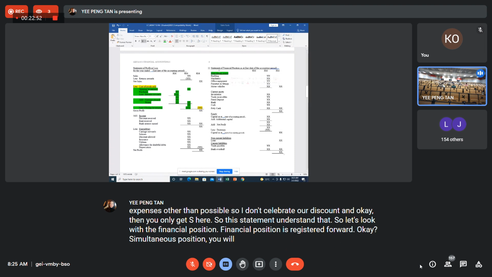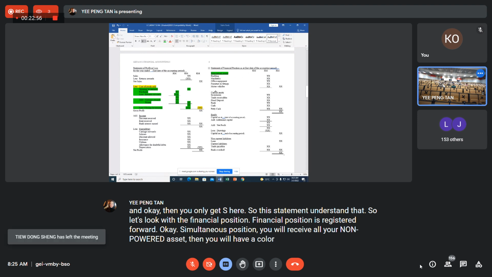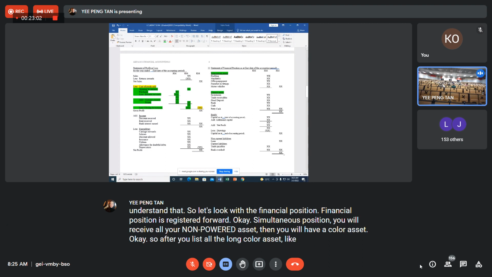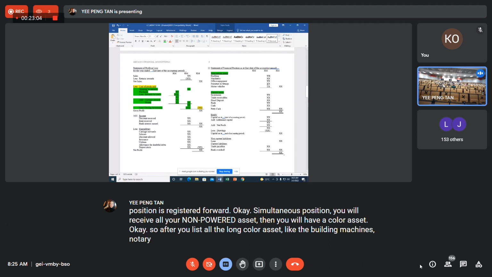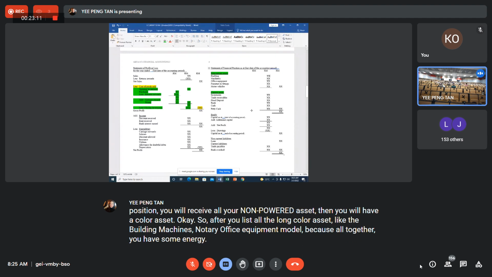You will list out all your non-current assets, then you will have the current assets. After you list all the non-current assets like the building, machinery, office equipment, motor vehicles, all added up together, you get the subtotal. And then current assets, you will have inventory, trade receivables, fixed deposit, bank, cash, then you get this. Then after that, you get the total here.